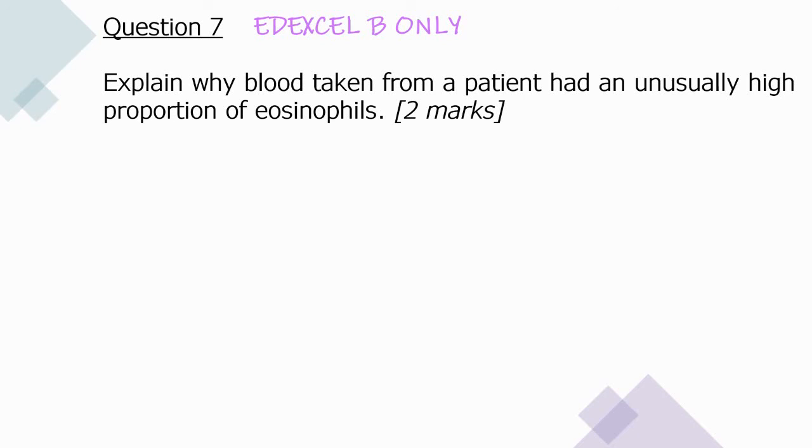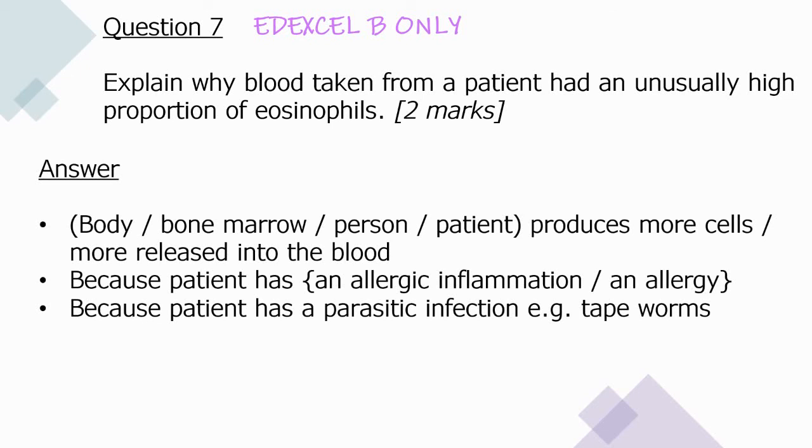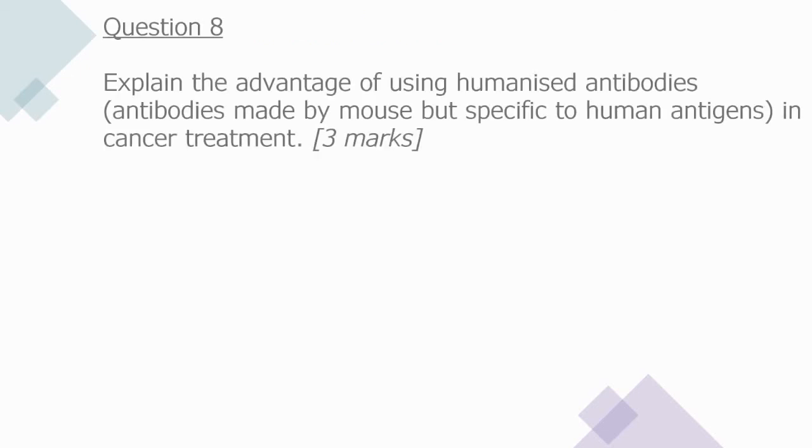Question 8. Explain the advantage of using humanized antibodies, antibodies made by a mouse but specific to human antigens, in cancer treatment. So humanized antibodies are not going to trigger an immune response, as they're not going to be recognized as foreign because they're specific to human antigens.